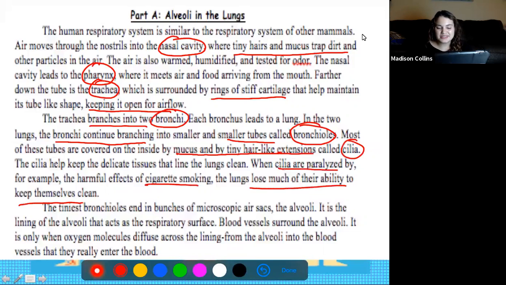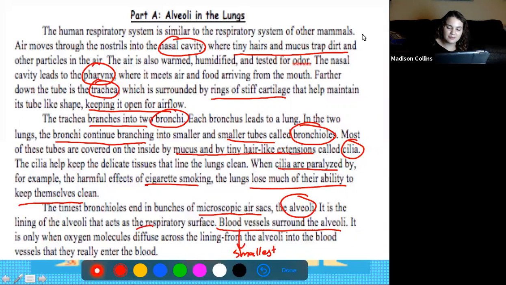The tiniest bronchioles end in bunches of microscopic air sacs called the alveoli. It is the lining of the alveoli that acts as the respiratory surface. Blood vessels surround the alveoli. Hint, these are the smallest blood vessels. See if you can figure out which one it is. It is only when oxygen molecules diffuse across the lining from the alveoli into the blood vessels that they really enter the blood.